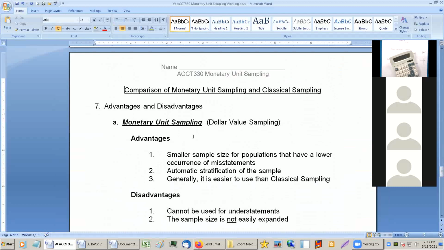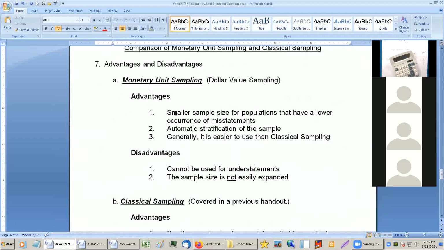And this just kind of compares both of the methods. The monetary unit sampling, big advantage: if they don't have very many misstatements, you can usually get a smaller sample size. And this is huge because sampling is what really takes a lot of time and costs a lot of money. So if you can get the same level of comfort, say 95%, with a sample that's half the size, well, that's huge. We talked about this, I think, last week.